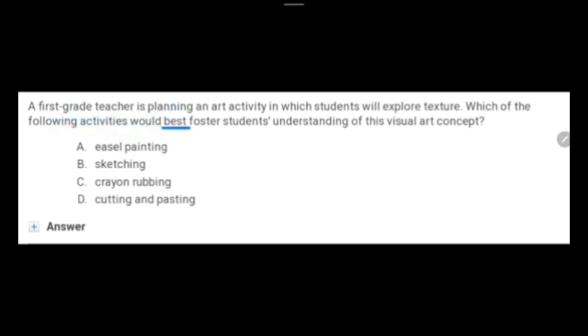A first grade teacher is planning an art activity in which students will explore texture. Which of the following activities would best foster students' understanding of this visual arts concept? It will be option C, crayon rubbing. This question already came in the 2020 and 2019 D.El.Ed entrance exams. So remember this one. This time also it might repeat.